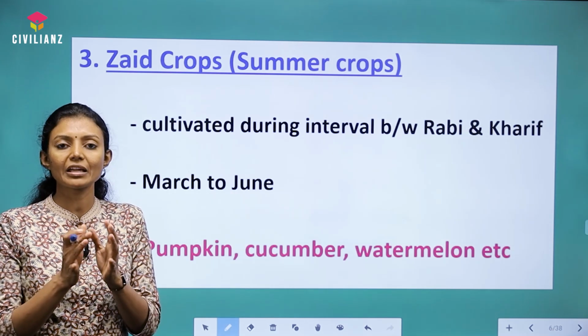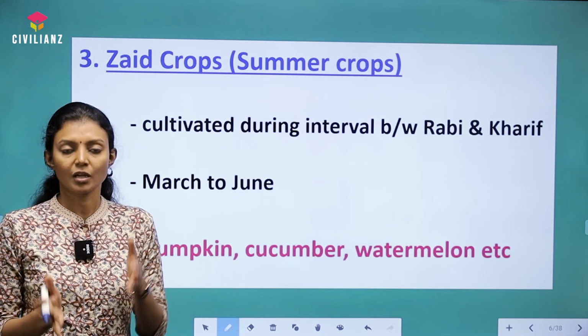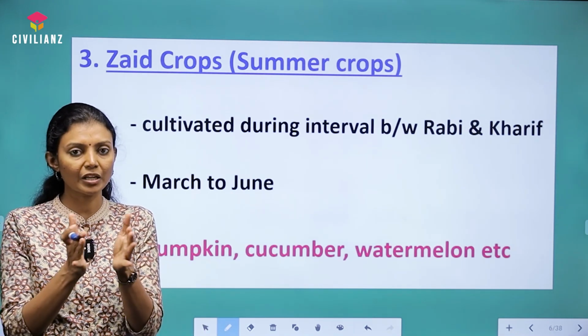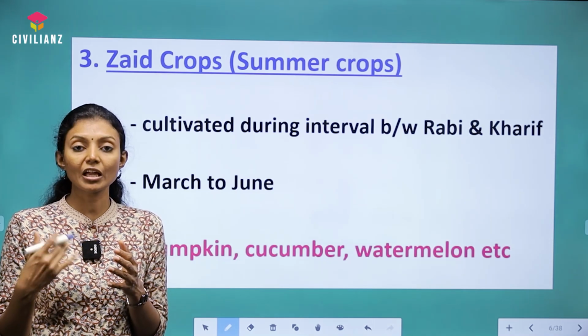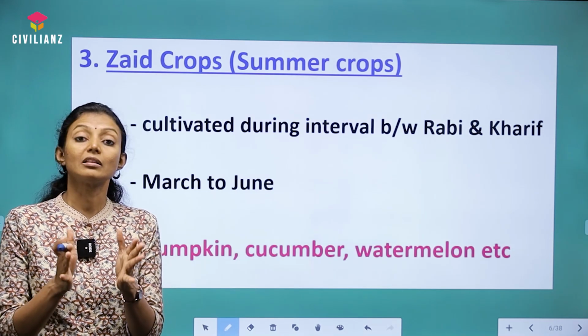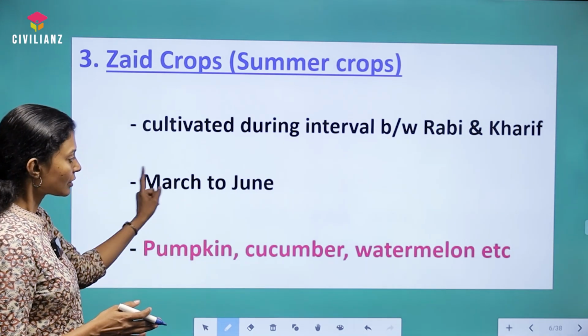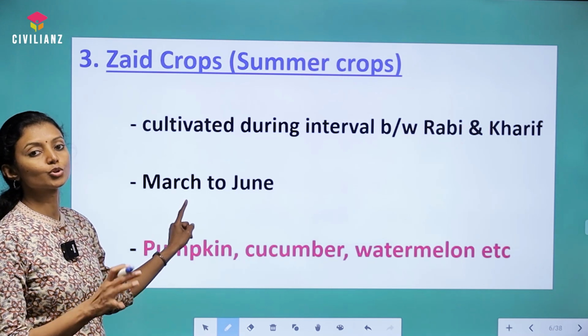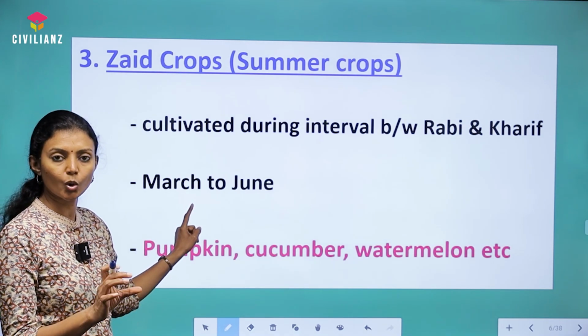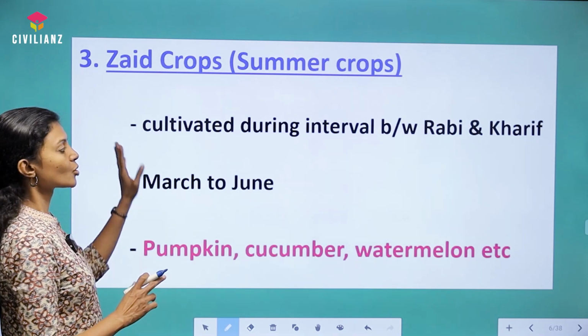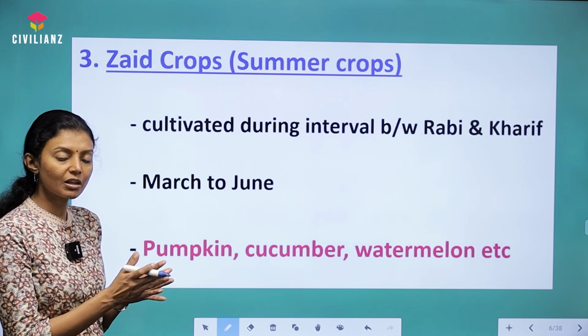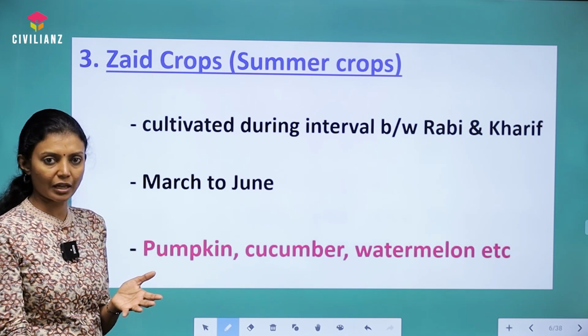So we all know that we have a summer season in between Rabi and Kharif, and there are various crops which are grown during these hot weather seasons. That is the interval of March to June. That is popularly known as the Sayat season. So it is cultivated during the interval between Rabi and Kharif season.